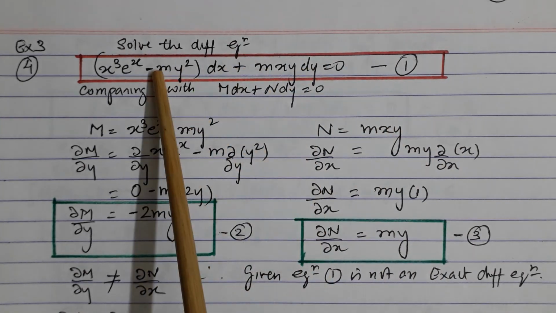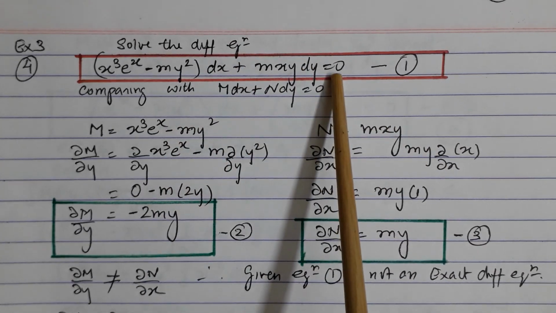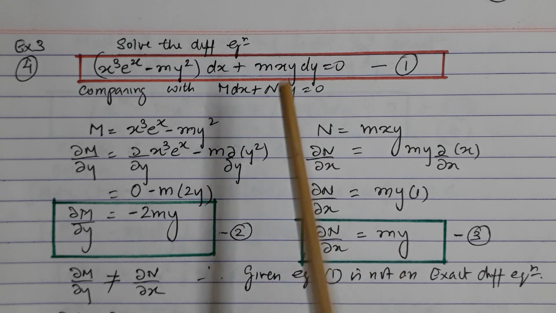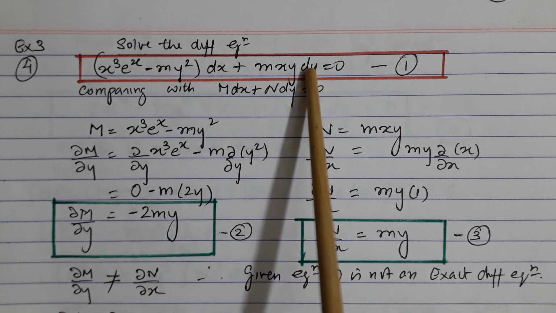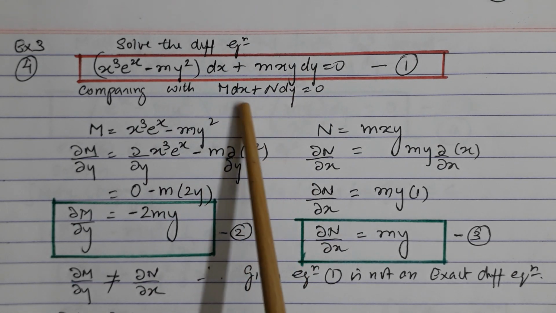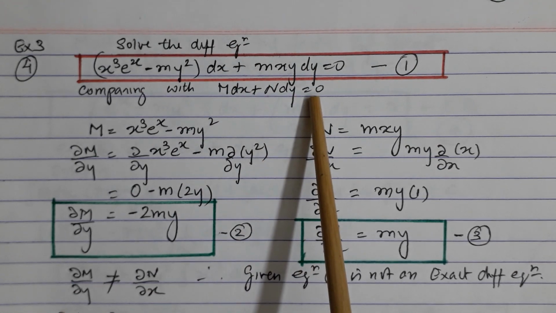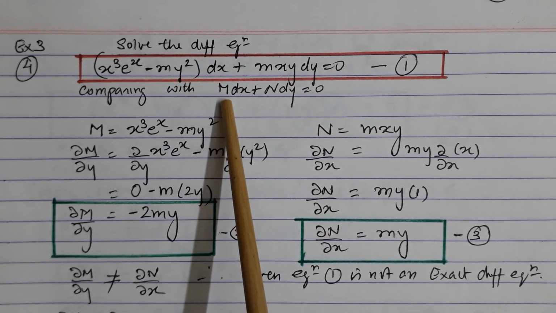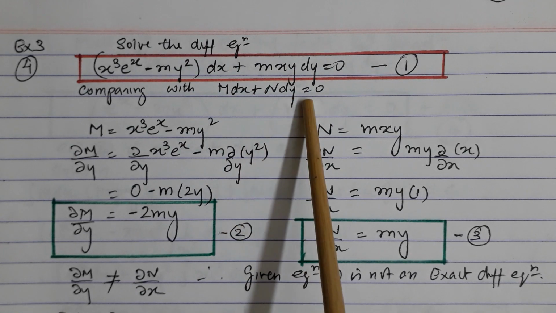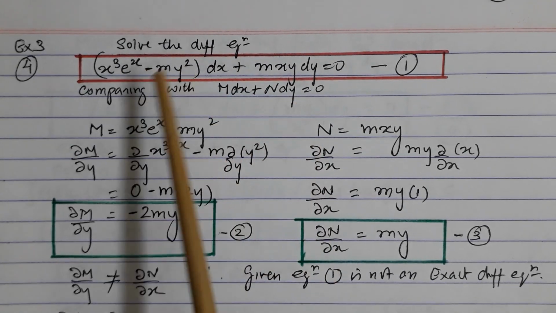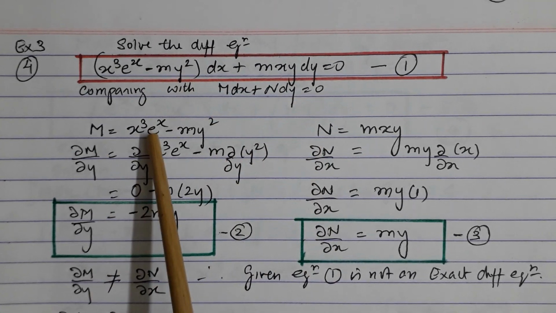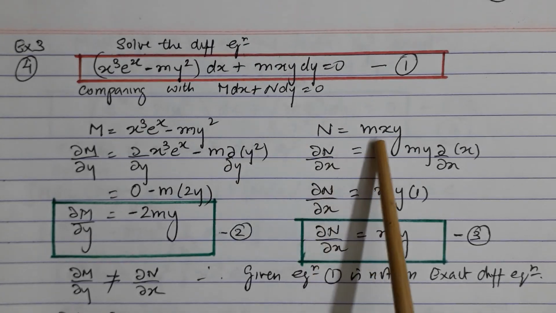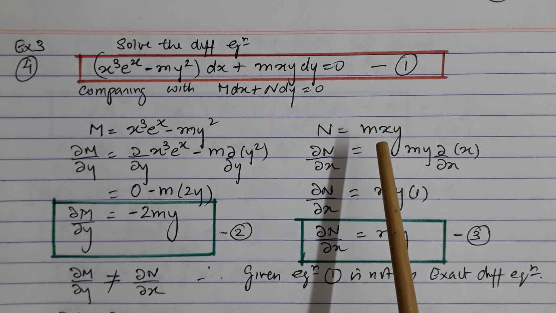First of all, we will find out if this given equation is an exact differential equation or not. So let us compare this given differential equation with M dx + N dy = 0. Therefore, on comparing, we get M = x^3 e^x − my^2 and N = mxy.